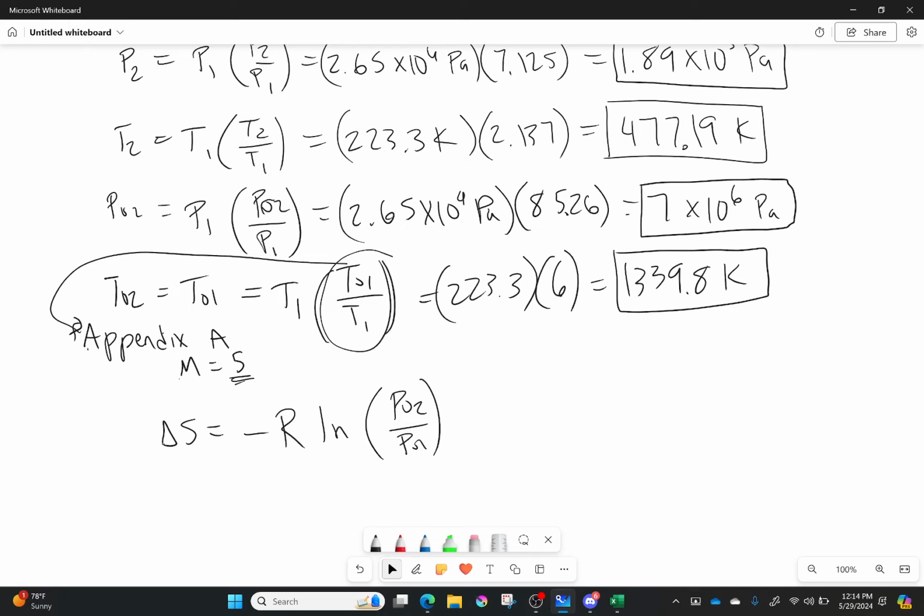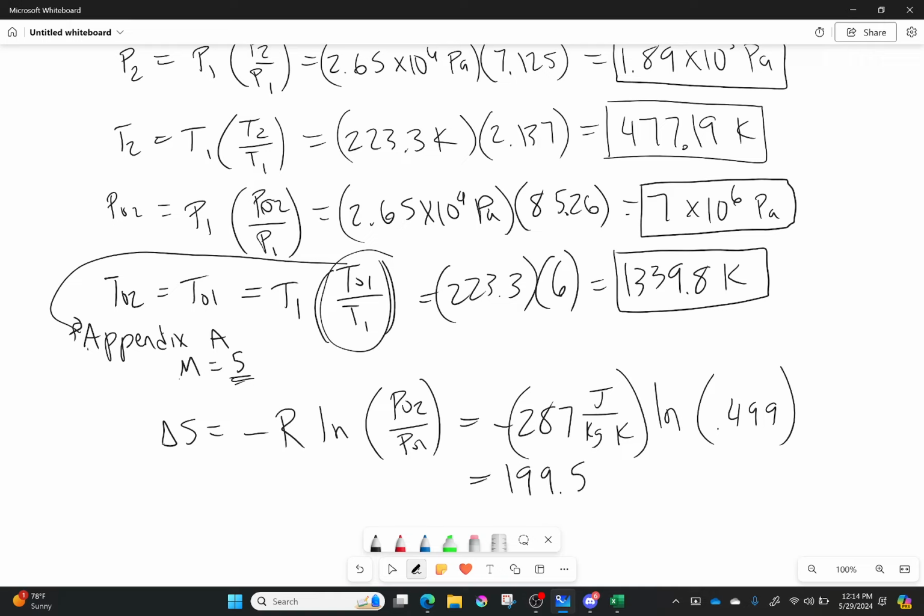The big thing there is the more your total pressure drops, the less efficient you are, the more inefficiencies there are, and therefore the more entropy is being generated. So that's pretty easy to plug in. I just have negative 287 joules per kilogram Kelvin, and then the natural log of the ratio, which is 0.499. What do I get? The entropy generated is 199.51 joules per kilogram Kelvin. And we've got it. Looks good.